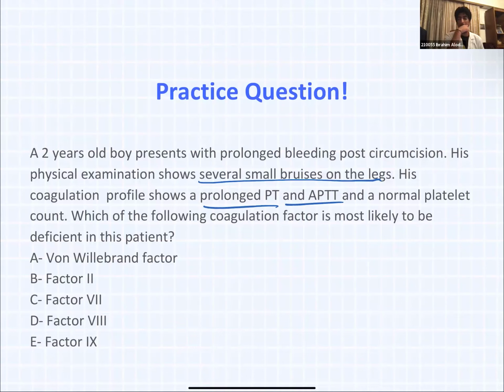Guys, think about this. Why are we saying A? Prolonged PT and APTT. What did we say a prolonged PT and APTT most likely indicates? Exactly, the common pathway. Von Willebrand factor carries factor 8, which is in the intrinsic pathway, which means that only APTT would be elevated. So with that in mind, I've eliminated one of the answers for you guys. What is it now?